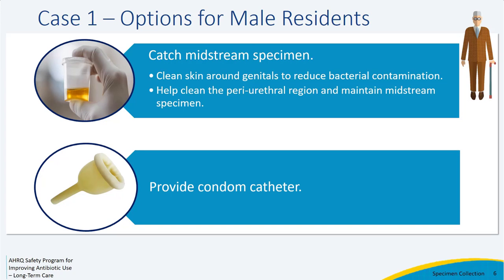Because this is a newly placed catheter, you can collect the sample from a collection bag that has held the urine for a short time. Regardless of the approach, you can take steps to minimize bacterial contamination of your sample by cleaning the genitals prior to collection, washing your hands, wearing clean gloves, and collecting the specimen in a sterile container.